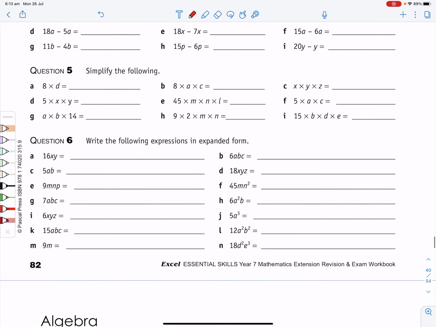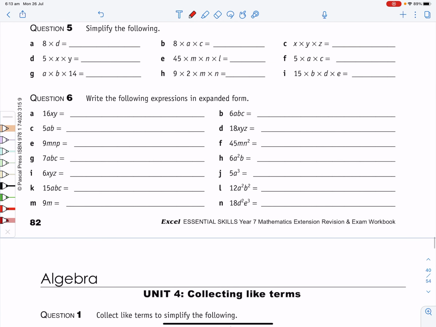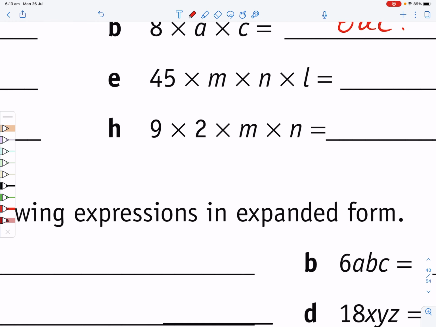All right, let's move on now to question 4's more collecting like terms. Question 5 is on multiplying. Of course, when you have 8 times d in question 5a, that's the same as 8d. In question 5b, 8 times a times c is 8ac, and you're done. Let's go to question 5h now. You've got 9 times 2 times m times n. Well, 9 times 2 is 18. So you're going to write down 18, and then mn is going to be the actual answer.